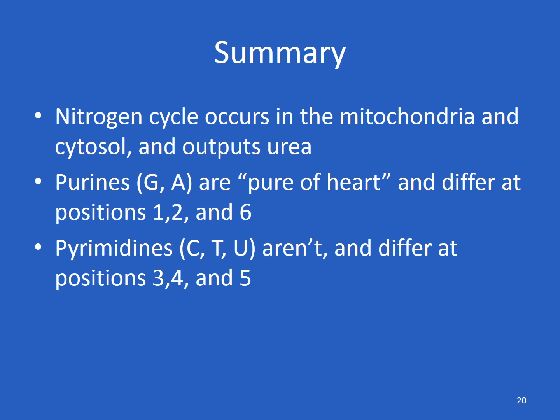So here's a summary of our nitrogen lecture for today. The nitrogen cycle occurs in the mitochondria and cytosol of cells in the liver, and the input is basically waste nitrogen, and the outputs are urea and also eventually products that can be made back into glucose. So purines, G and A, are pure of heart. They have 2 rings, and they differ at positions 1, 2, and 6. Whereas pyrimidines, C, T, and U, are not. So they only have 1 ring, not 2 rings. And they differ at positions 3, 4, and 5.